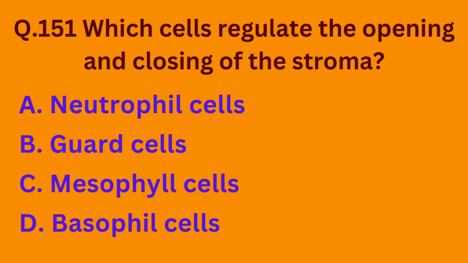Question number 151. Which cells regulate the opening and closing of the stroma? Option A neutrophil cells, option B guard cells, option C mesophyll cells, option D basophil cells. The correct option is option B. Guard cells basically regulate the opening and closing of the stroma.